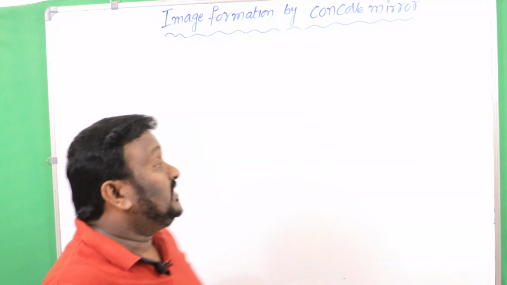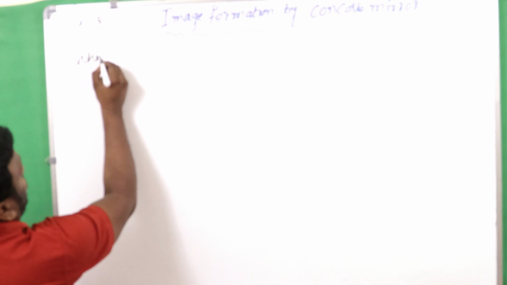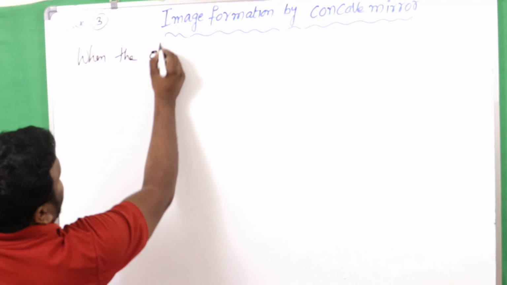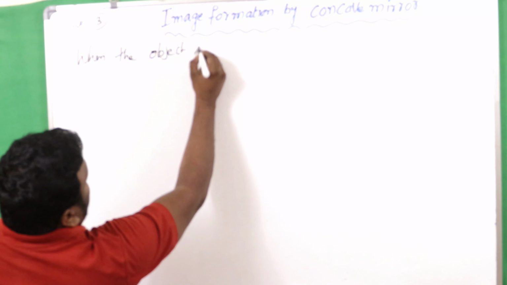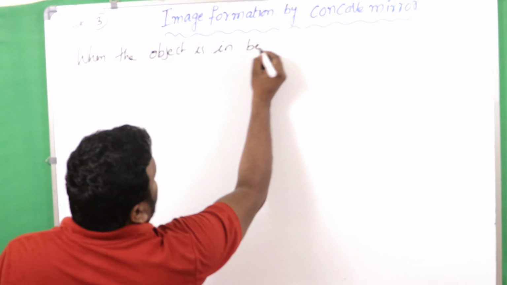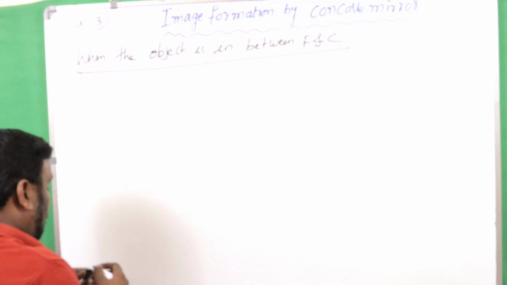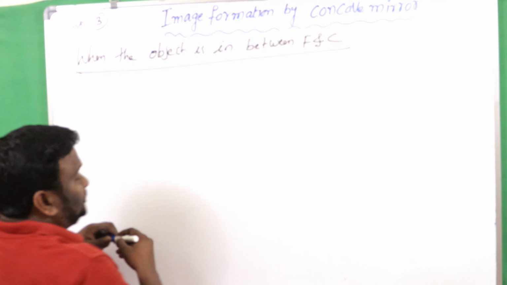Let's see the third one. Case 3: when the object is in between F and C. This is the situation. For this situation, we have to draw the ray diagram.